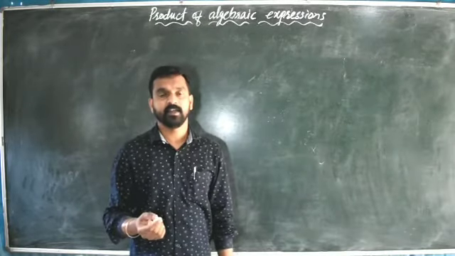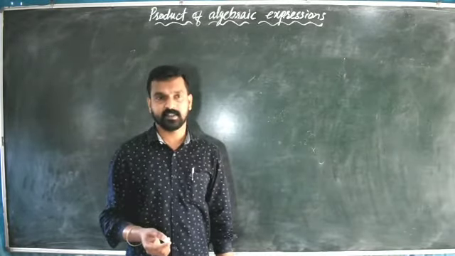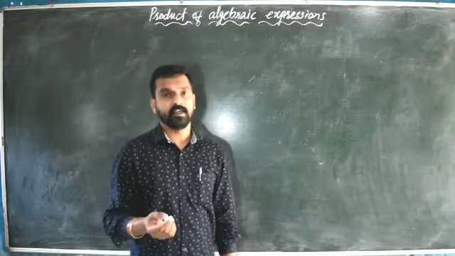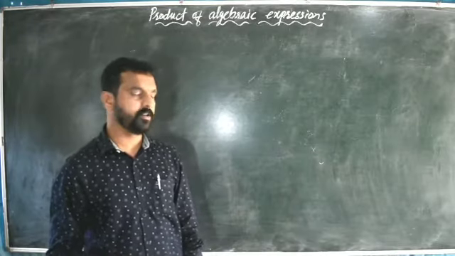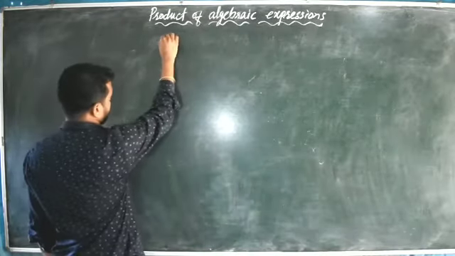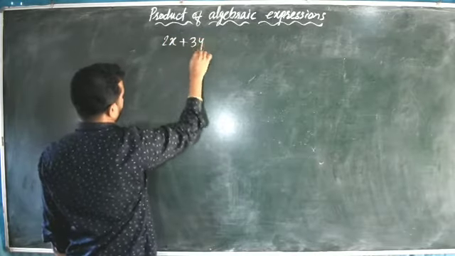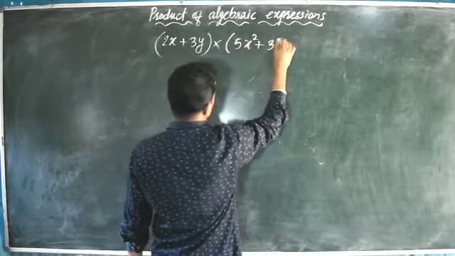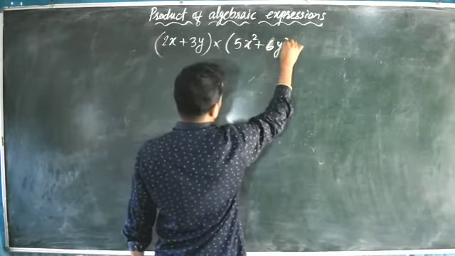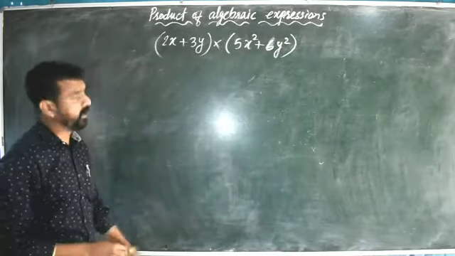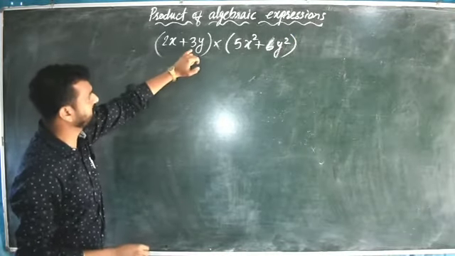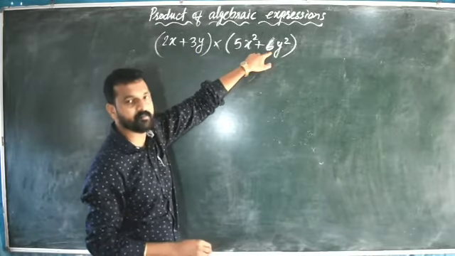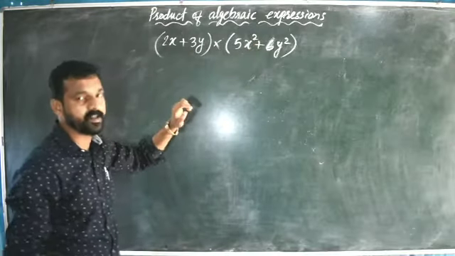We have to multiply each term of the first binomial or trinomial to every term of the second binomial or trinomial. I will give you an example only. Suppose the first one is 2x plus 3y into 5x square plus 6y square. Here we are going to multiply two binomials. 2x plus 3y is a binomial. 5x square plus 6y square is also a binomial. How can we multiply this?